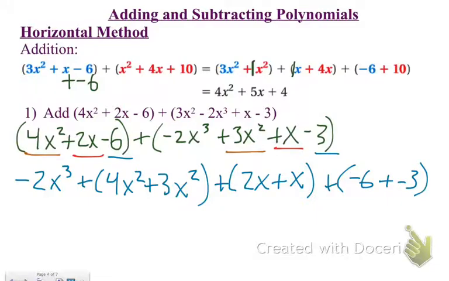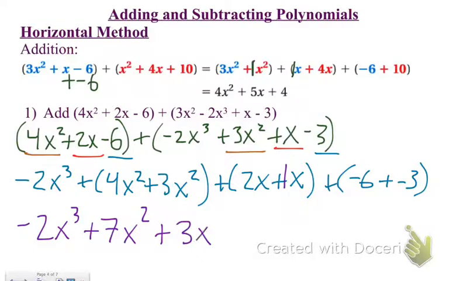And then for my final line, I have negative 2x cubed, 4x squared and 3x squared is 7x squared. 2x and 1x is 3x, and negative 6 minus 3 is minus 9. And that would be totally simplified for that example.